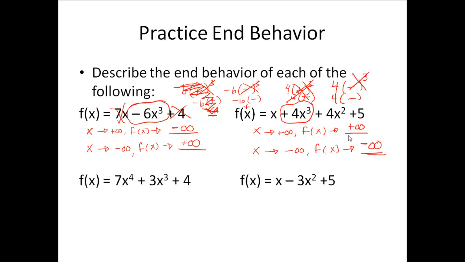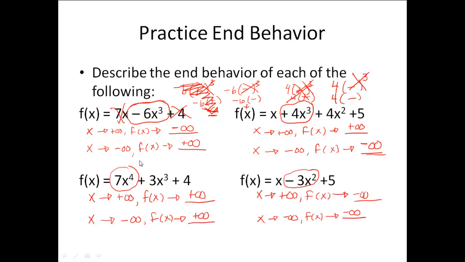Okay, here's two more. See if you can get these end behaviors figured out. So pause the video, see what you come up with, and then check. For the first one, you should have identified your important term as the 7x to the 4th, so we can ignore those last two. And then when you plug in a positive, you would end up getting the positive infinity. And when you have the negative, you would also end up getting a positive infinity.